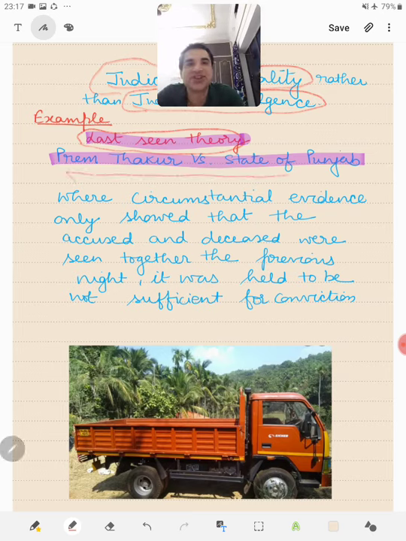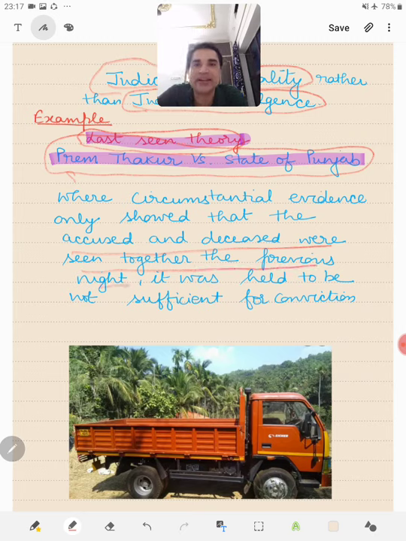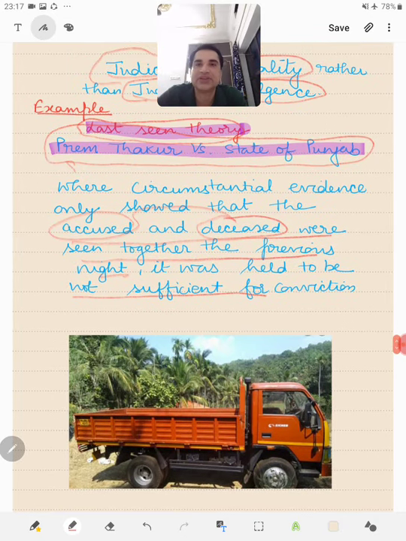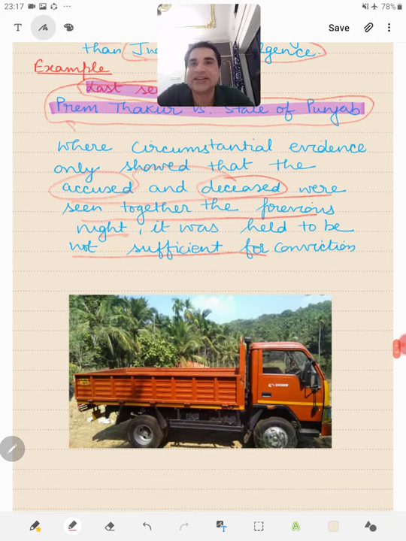In Prem Thakur versus State of Punjab, the same was the case, that the accused and the deceased were last seen together the previous night. But it was not supported by any other independent evidence that the accused had killed the deceased, and therefore it was held to be not sufficient for conviction. So, even in the case of the last seen theory, if it is not supported by independent facts, if it is not corroborated, then certainly that will not be sufficient for conviction based on circumstantial evidence.